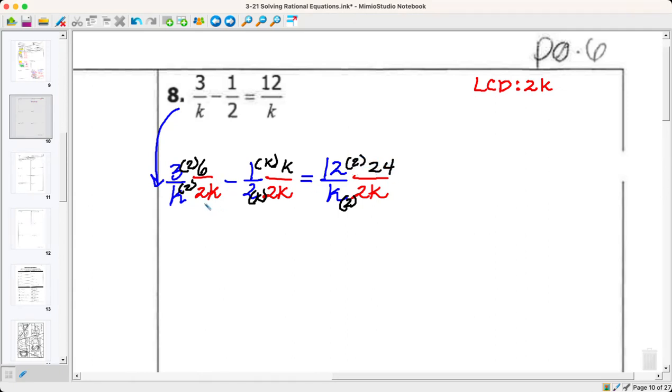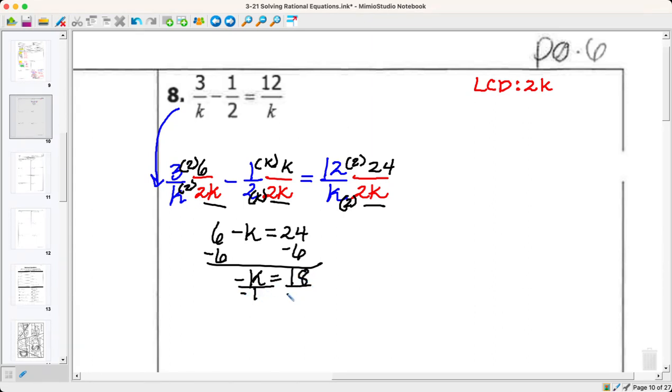Now that all of our denominators are the same, we can rewrite our equation with just our numerators. So we will have 6 minus k equals 24, and just proceed to solve. I'm going to subtract my 6. This gives me negative k equals 18, but we're not going to leave the k negative. We've got to divide it by negative 1. And my k is now going to equal negative 18.